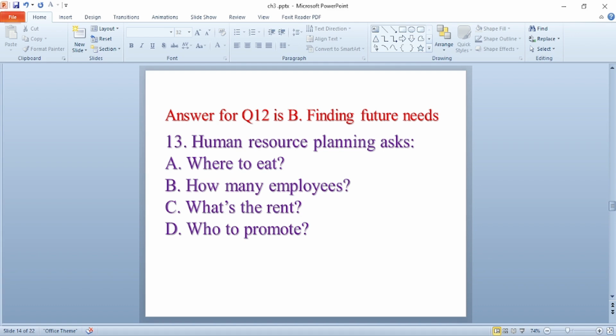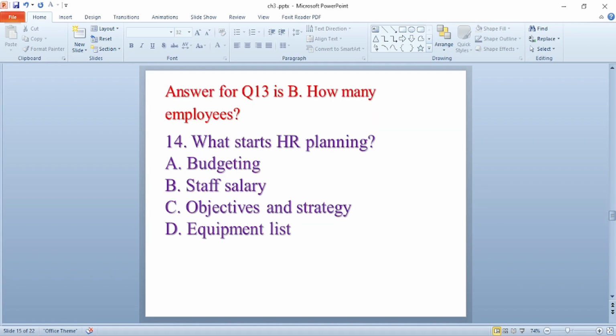Question number 14. What starts HR planning? A. Budgeting. B. Staff salary. C. Objectives and strategy. D. Equipment lists. Answer for this question is C. Objectives and strategy.